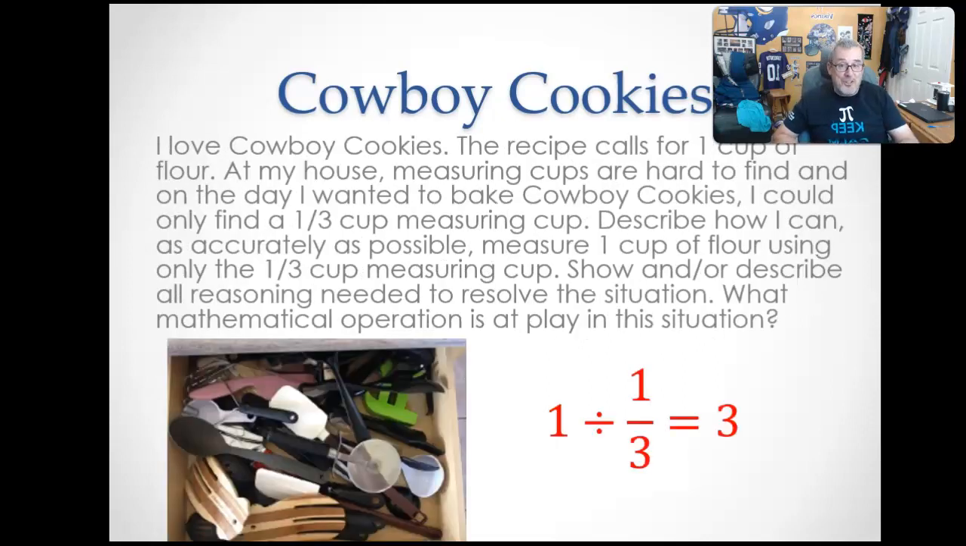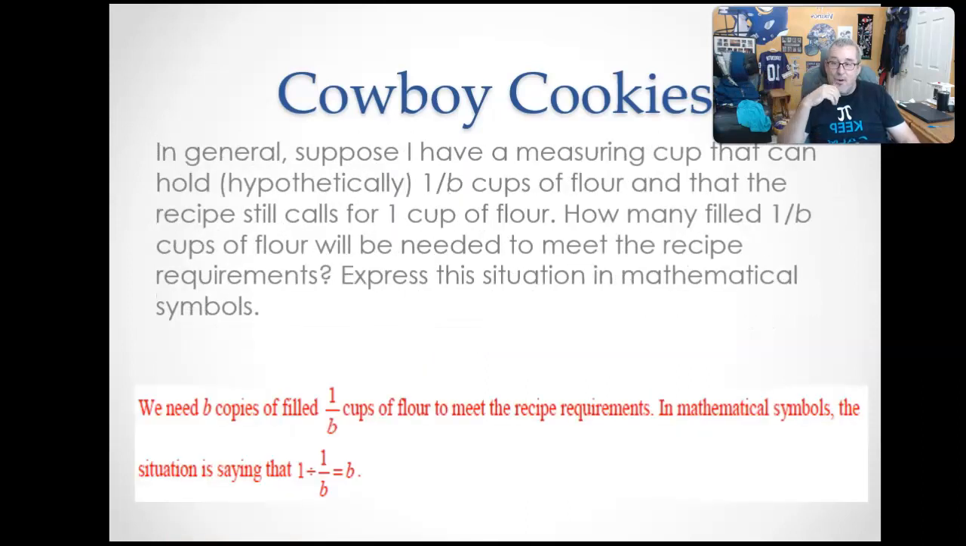Look. How many 1/3s? So the b is 3, right? 1/b, 1/3. How many 1/3s did it take? 3. So 1/3, how many 1/3s does it take to make 1? 3. 1/b. How many 1/b's does it take to make 1? b. So how do we express that mathematically? You can see it there. Mathematical symbols, the situation is saying that. How many 1/b's does it take to make 1? That's a division question. 1 divided by 1/b. And you would have to do that b times. So 1 divided by 1/b is b.